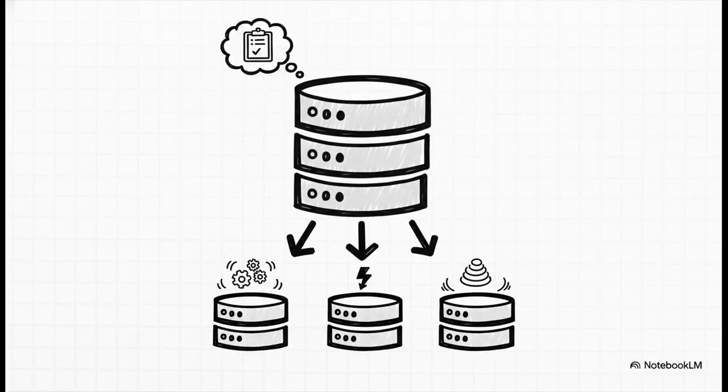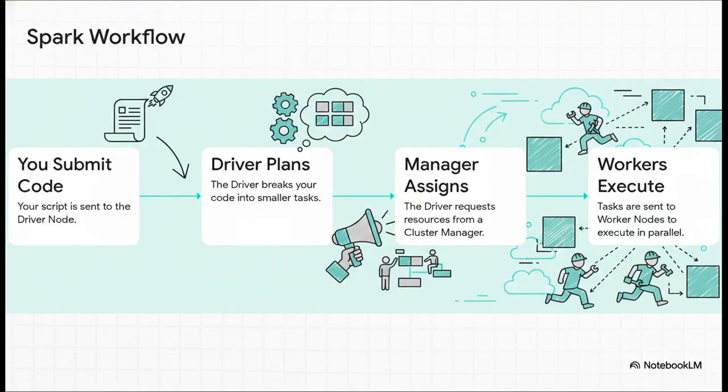So how does Spark organize all these computers? Well, it uses an architecture that you can think of like a manager and their team. It's often called a driver-worker architecture. And the whole workflow is actually really intuitive. It works like this. You hand your code, your big project, to the driver. The driver is the manager. It looks at your project, breaks it down into a bunch of smaller, manageable tasks, and then it goes to a cluster manager to get the resources, the team members it needs. Finally, it hands out those small tasks to its team of workers, who do all the heavy lifting in parallel.